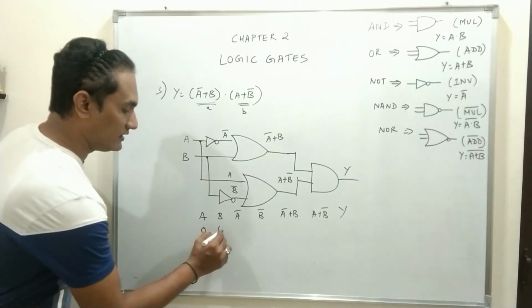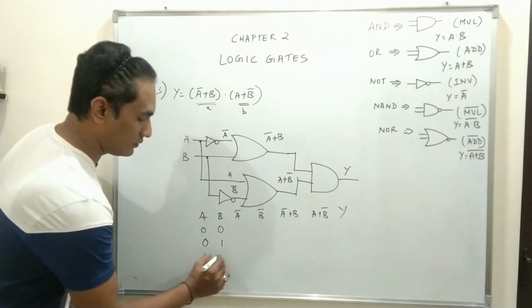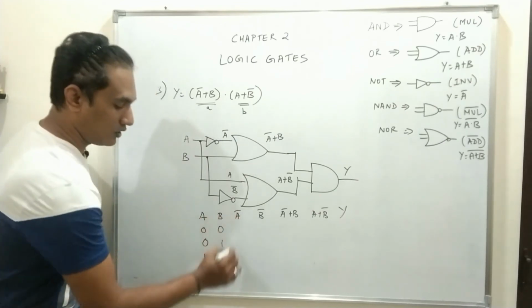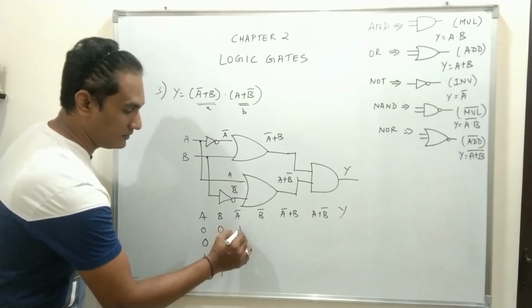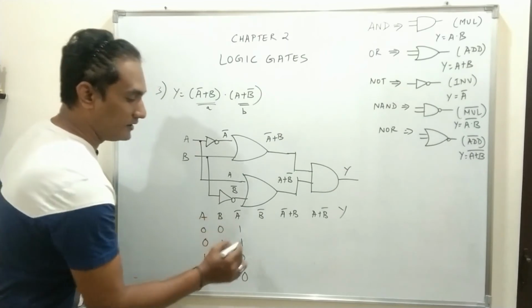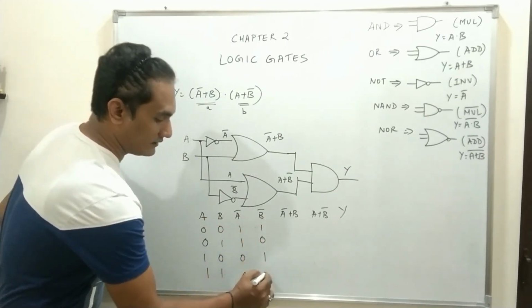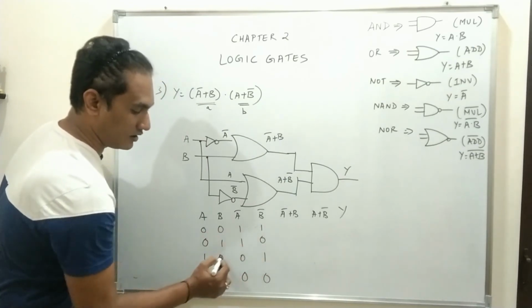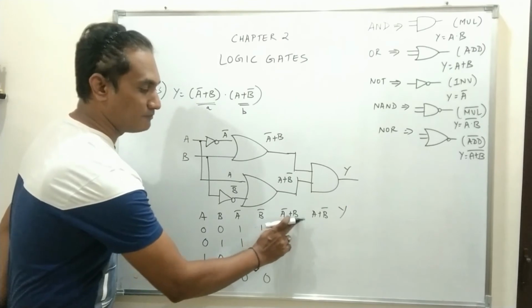So again two variables, four possible combinations, 0 0, 0 1, 1 0, 1 1. What will be A bar? Inverse of A, complement of A. So A bar will be 1 1 0 0. What will be B bar? Complement of B. So it will be 1 0 1 0. And then what we need is A bar plus B.